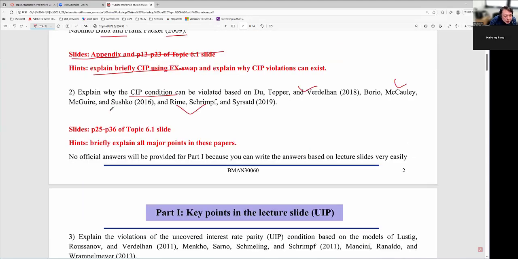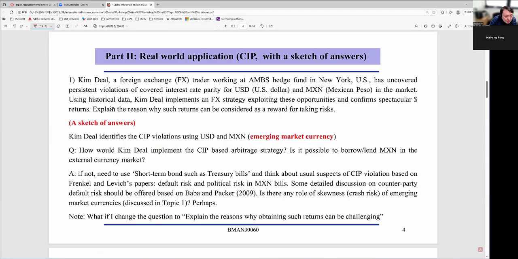The more important question is in part 2. This kind of question could be in the exam. So let's take a look at this one. When we try to answer this question, we can go back to other papers and also key points from part 1. This is the question about empirical evidence on CIP.